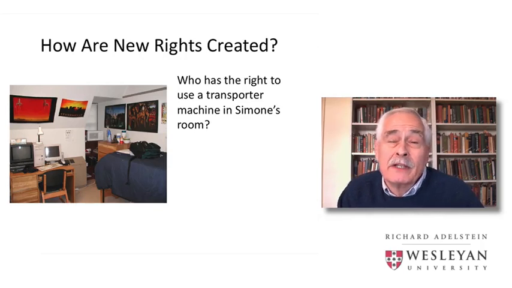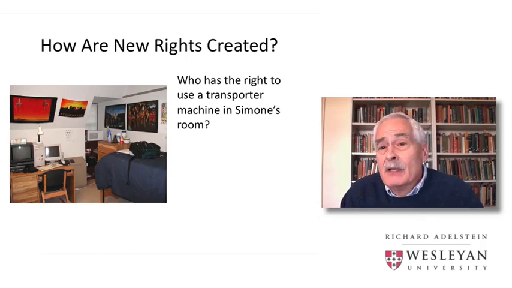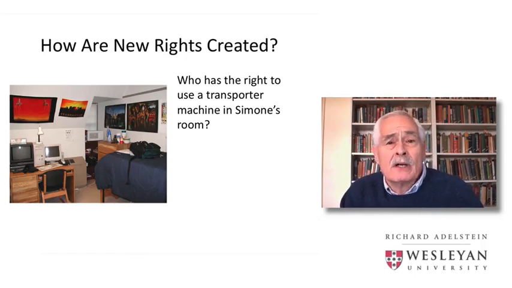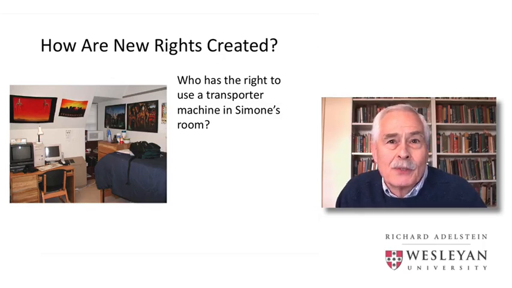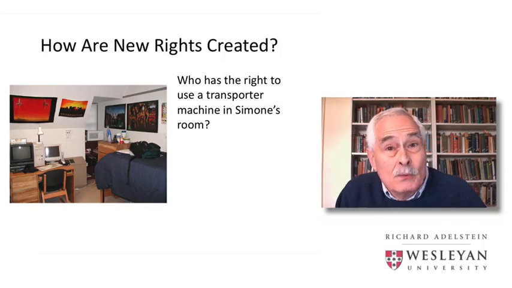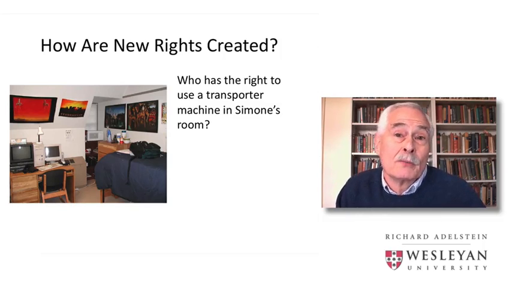Simone, perhaps wanting to keep good relations with her neighbors, might agree to that, in which case the dispute would be resolved, and Simone might go back and think that she's surrendered her interests to the interests of her neighbors and done that to keep the peace. Alternatively, Simone may decide, well, it's my room. I'd like to use a transporter machine.